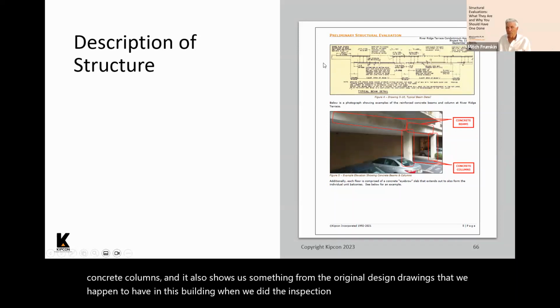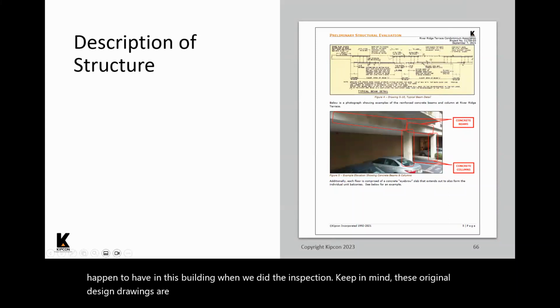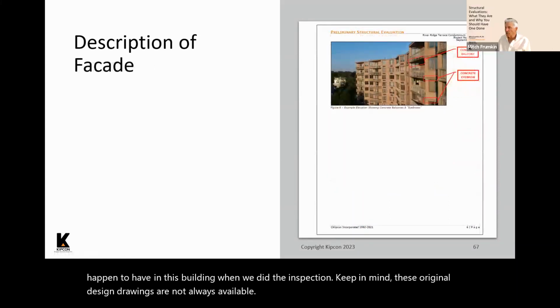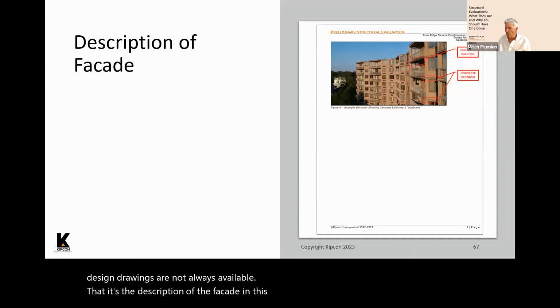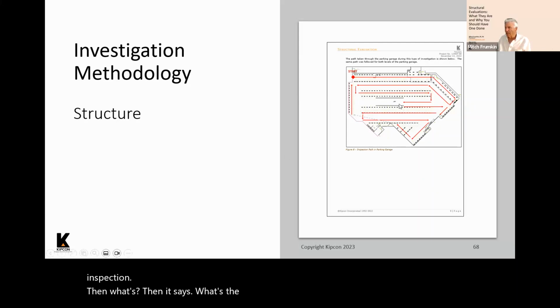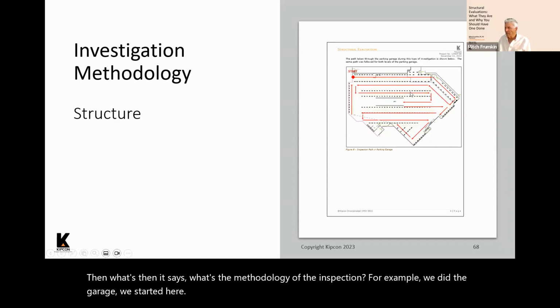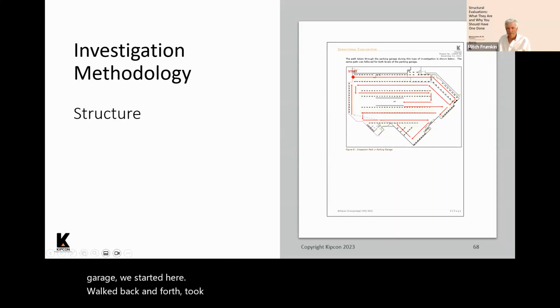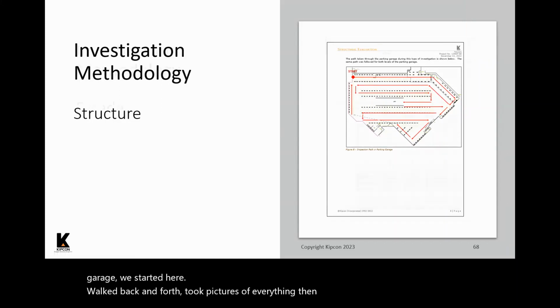Keep in mind, these original design drawings are not always available. Then it's the description of the facade. In this case, we did the facade inspection. Then it says, what's the methodology of the inspection? For example, when we did the garage, we started here, walked back and forth, and took pictures of everything. Then that's how we evaluated the garage structure.